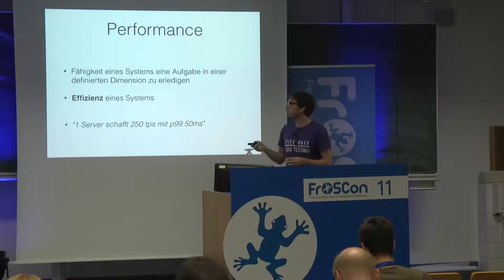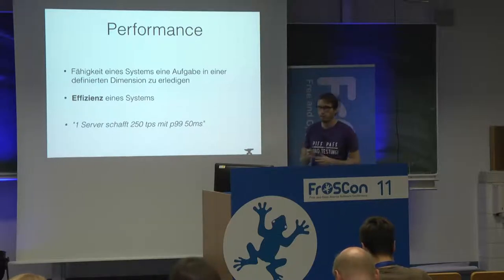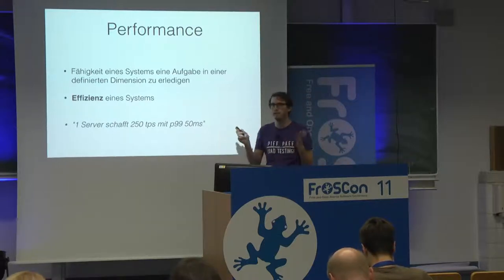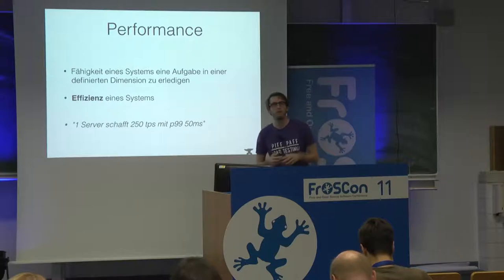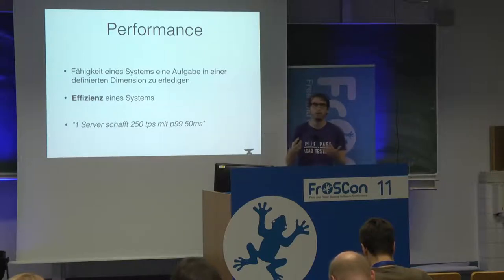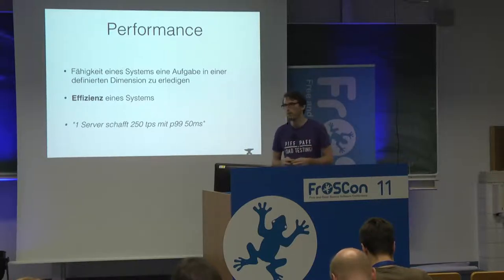So a statement like "one server can do 250 transactions per second within a defined quality criteria" would be a statement of the efficiency of the system, or about the performance of the system. This is heavily simplified, of course.